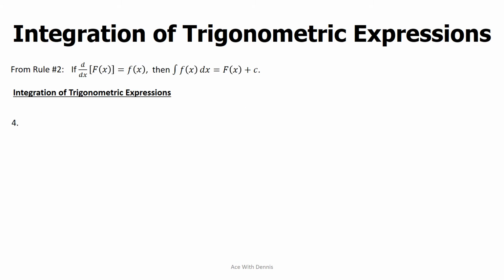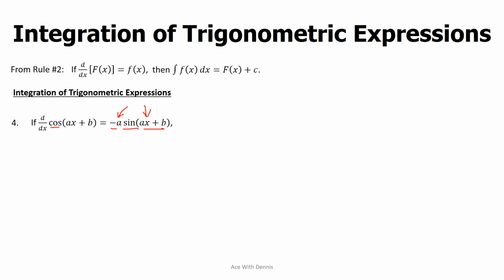Number 4, if d over dx cosine ax plus b equals negative a sine ax plus b. Alright, I hope that you still remember how to differentiate cosine ax plus b. So it's very easy. We need to differentiate cosine, which you get negative sine ax plus b. Then after that, we have to differentiate ax plus b.